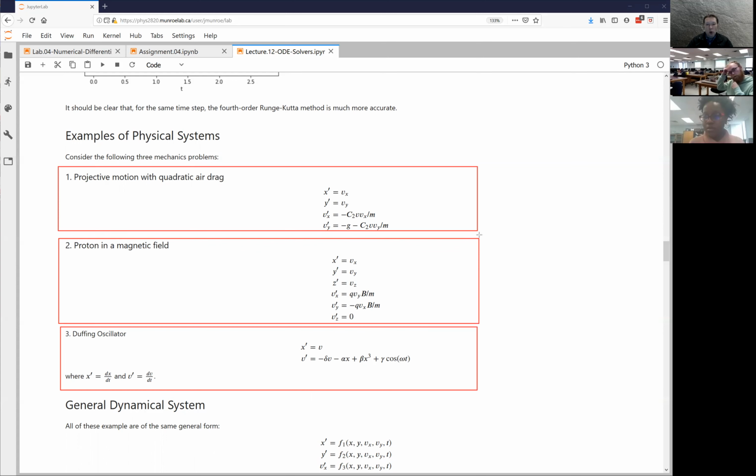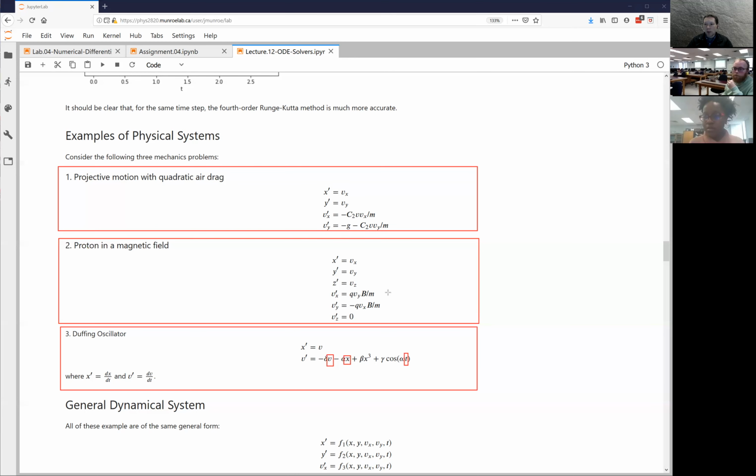They all are of the form, the derivative of something is equal to some function of all the variables. For the first 2 problems, t does not appear on the right-hand side at all. There's no time dependence. But for the Duffing oscillator, it's a function of the variables, v, x, and time. So you can think about all three of these problems as being a system of first-order differential equations where the derivatives are all on the left-hand side, and there's some function of all the variables and optionally time on the right-hand side.